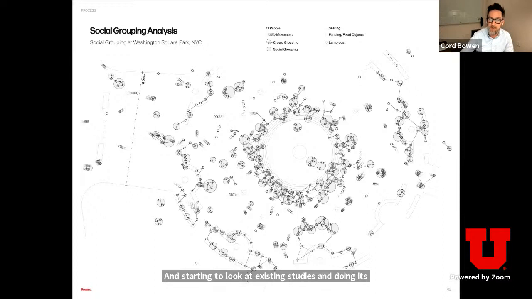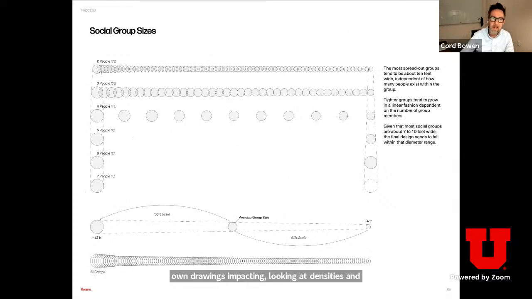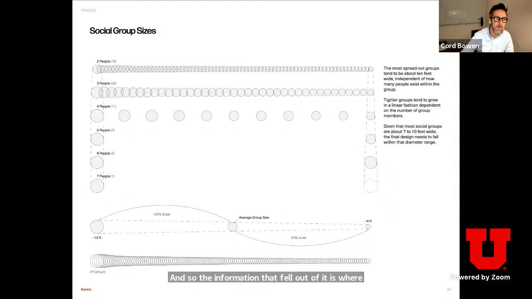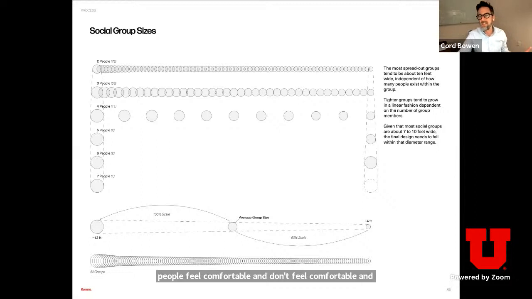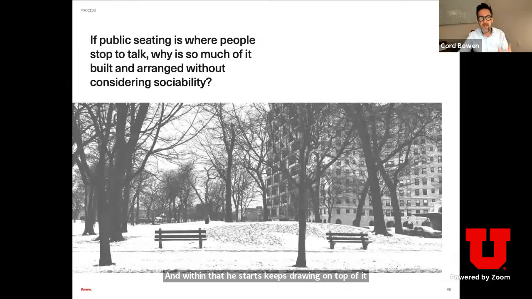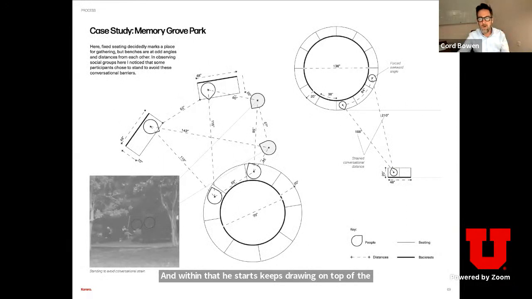I said, keep drawing until something starts to fall out of it. And so the information that fell out of it is where people feel comfortable and don't feel comfortable, and what groups feel like and how they naturally assemble. This is all social research that sits out there that he's able to pull from. And within that, he keeps drawing on top of the clusters and keeps looking at it, and then here's the information coming through it. And then it starts to get tighter and tighter with the information, as you can see here.